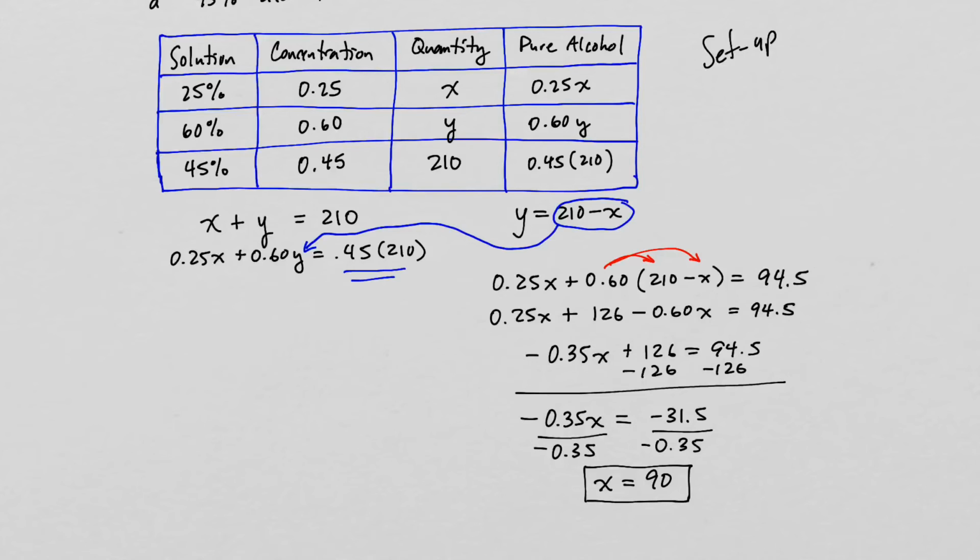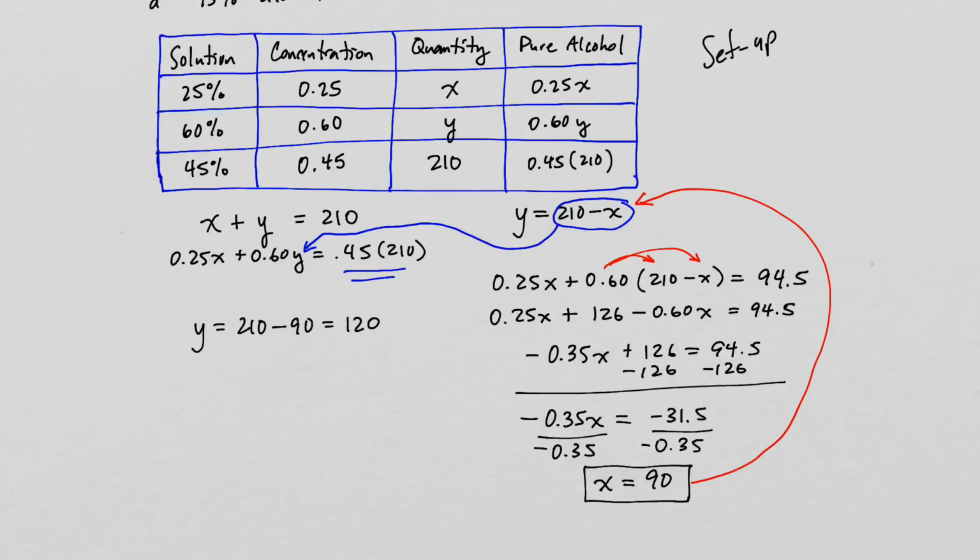Now, once we have X, remember that's only part of the solution. We want to know the quantity of 25% alcohol and the quantity of 60% alcohol that need to be mixed to obtain the result. So X, if you go back to the table, X is the quantity of 25%, Y is the quantity of 60%. So we need to know what Y is, and to figure that out, we just take our X value here and substitute it back in. And putting that back in there, we get Y equals 210, take away 90, which is equal to 120.